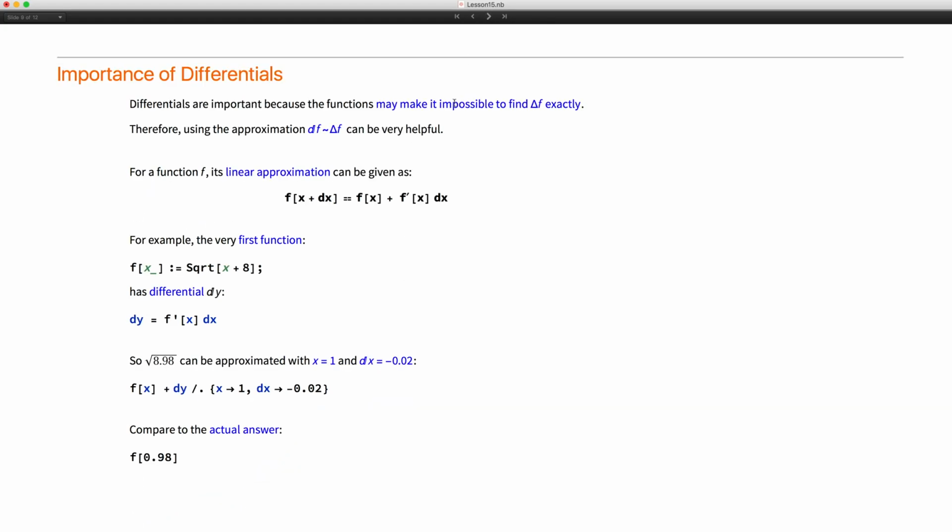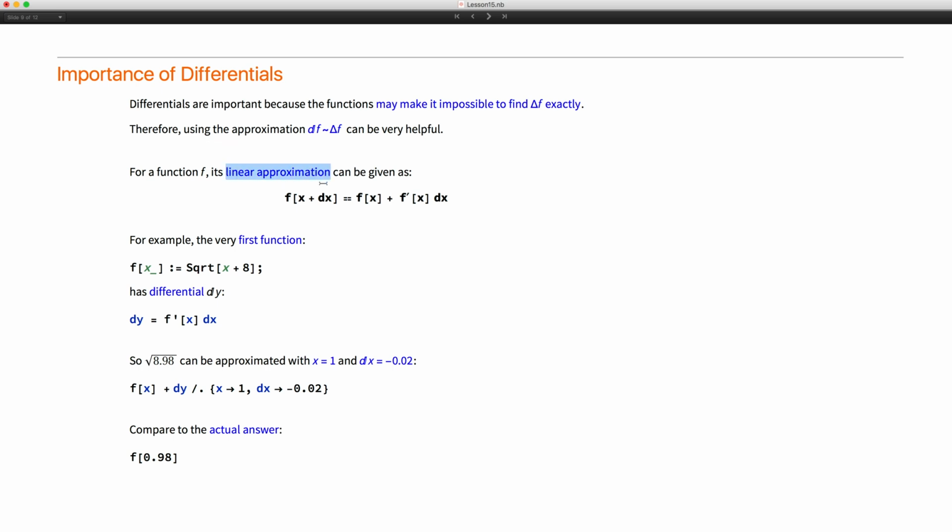Okay, so the question is, why are differentials important? The reason is that sometimes you may not be able to find delta f, the actual change in f, exactly, and then you might as well use differentials because they are really quite helpful and easy to work with. And in fact, what you're talking about over here is exactly the same as linear approximations.